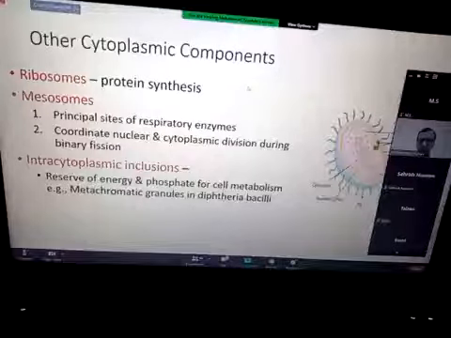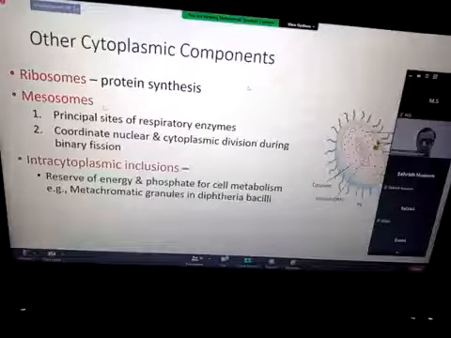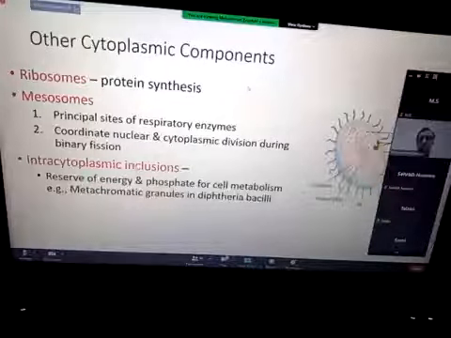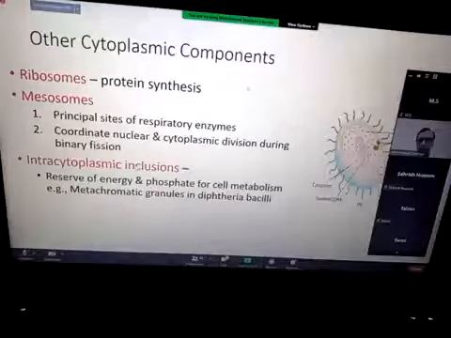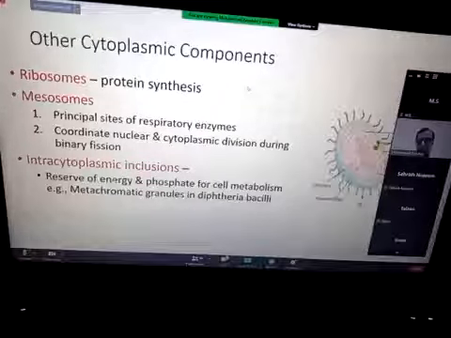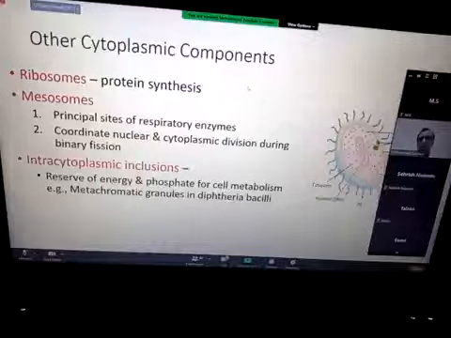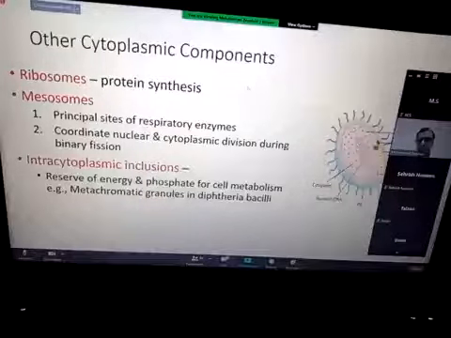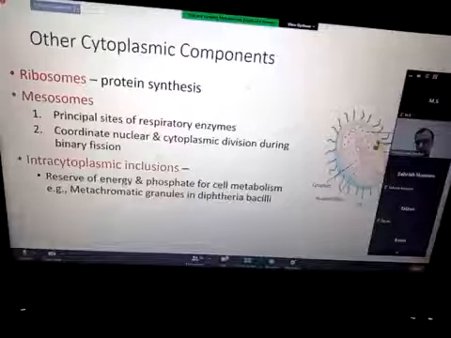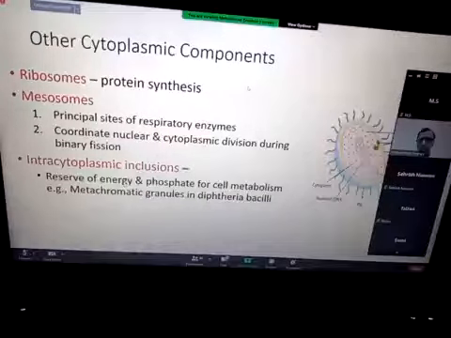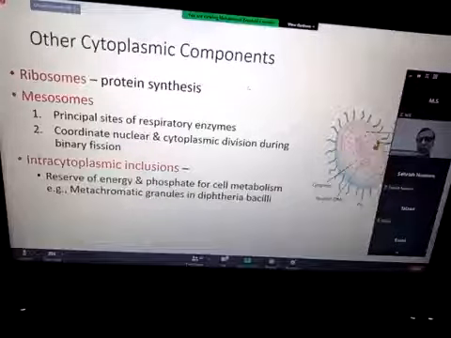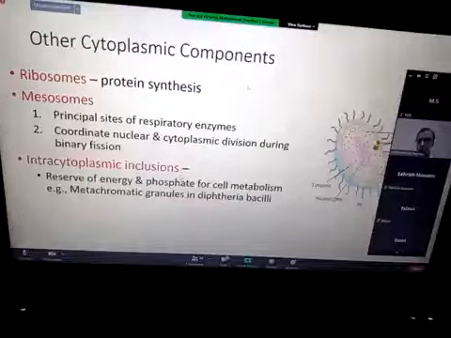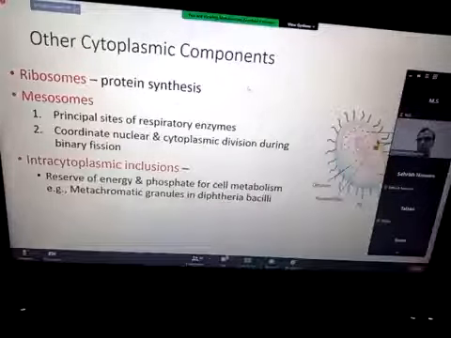So mesosomes have their own usage, and there are many intracytoplasmic inclusion bodies that help bacteria to reserve energy in the form of phosphate bonds, in the form of different granules, and these cytoplasmic granules are also used for identification of bacteria. For example, metachromatic granules in the diphtheria bacilli we use as a feature to identify the bacteria.